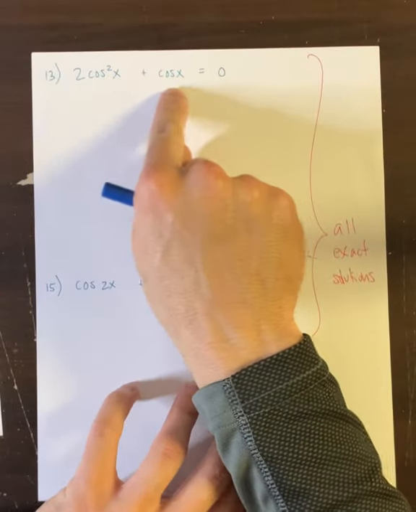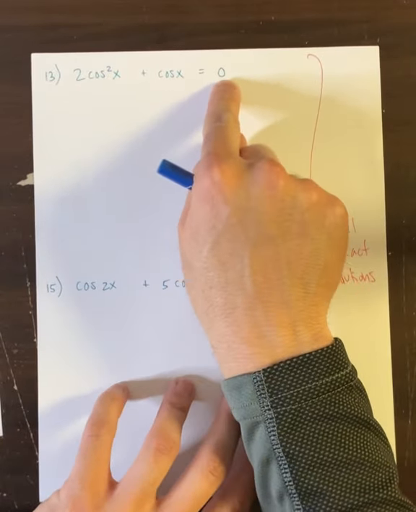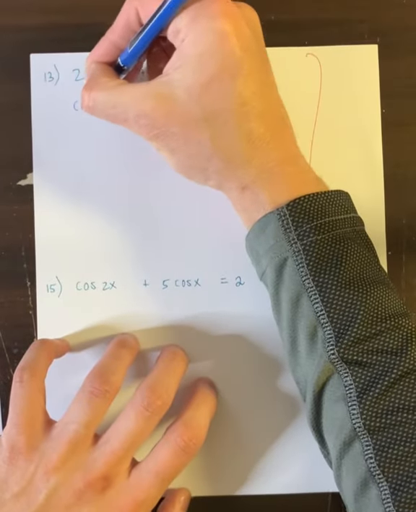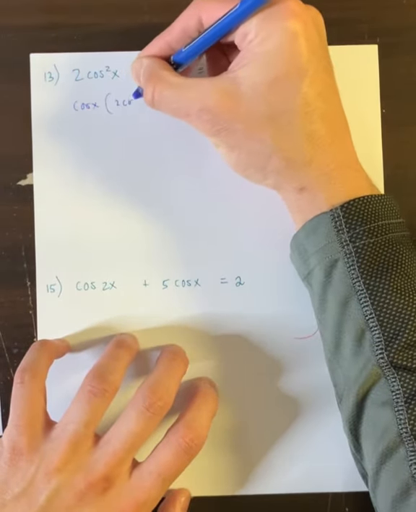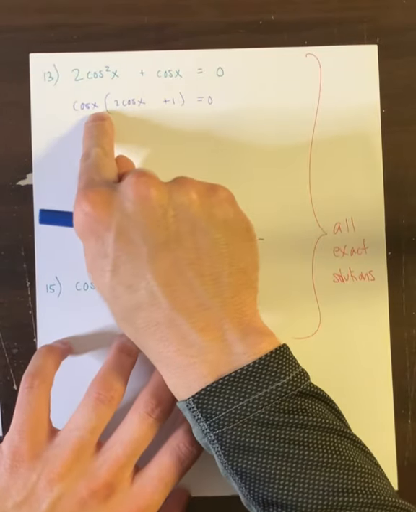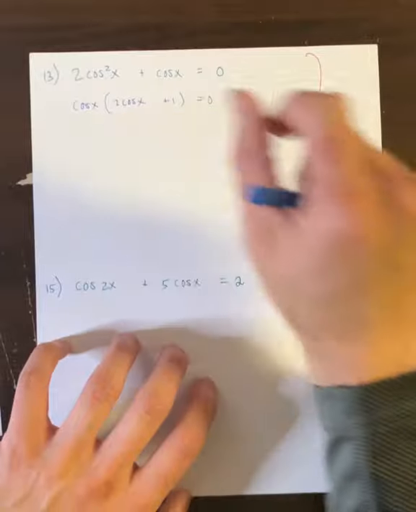Now for 13, we have this plus this equals 0. I noticed that these two terms have a cosine in common, so I'm going to take out a cosine x as a common factor. You see, I took out a cosine from here and there, and I'm left with this in the parentheses.